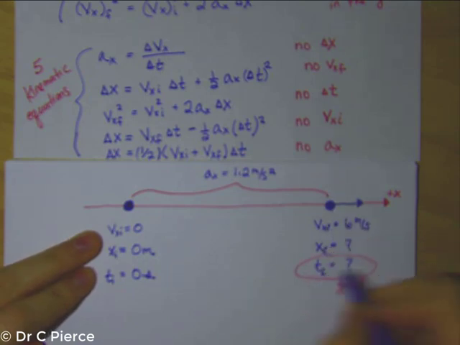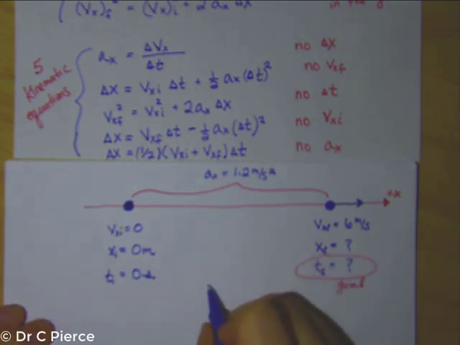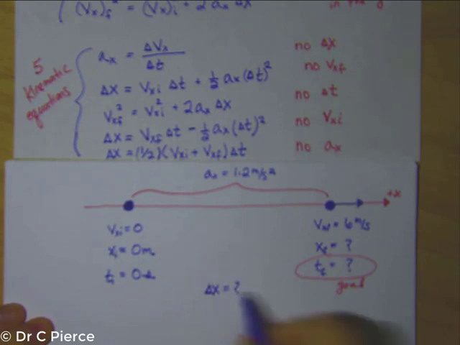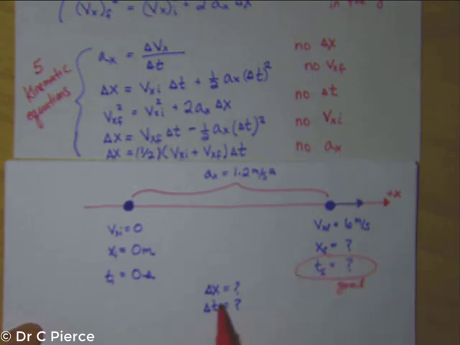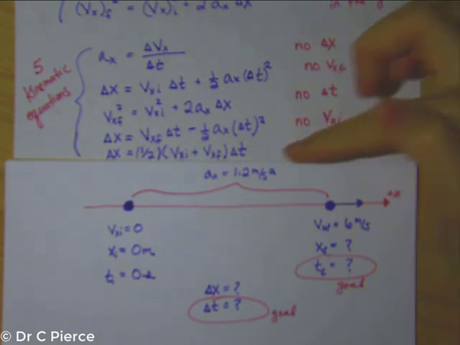So let's label these initials, put little i's behind them, and these finals. Now instead of saying an xi and an xf, we could also have said a displacement for the whole time interval, which I don't know. And instead of saying a ti and a tf, we could have also said a delta t, a time interval, which I don't know yet. So depending on how you're imagining it, you can say tf is our goal, or you could say delta t is our goal. Either way.